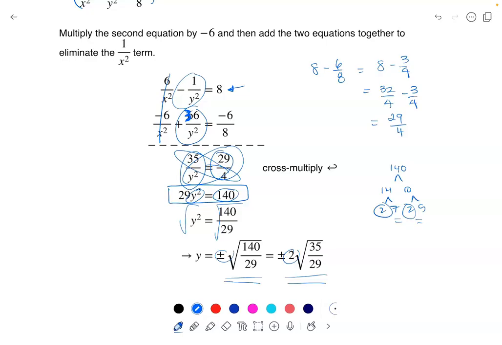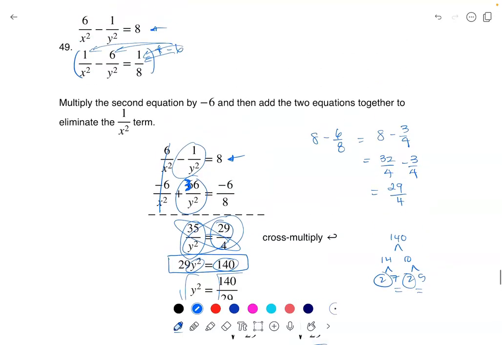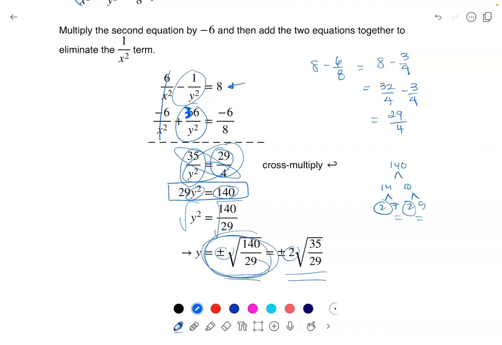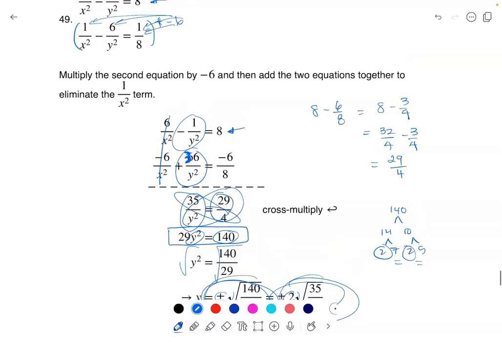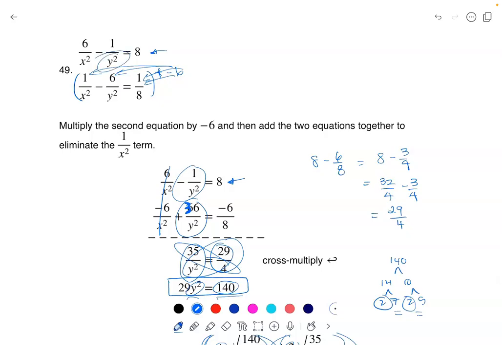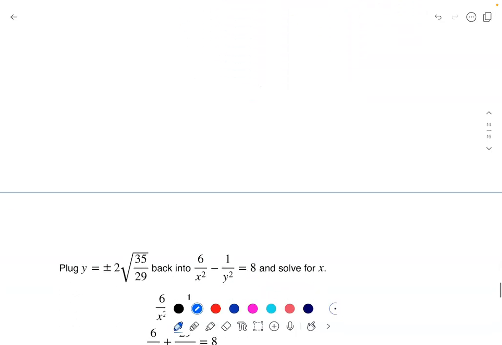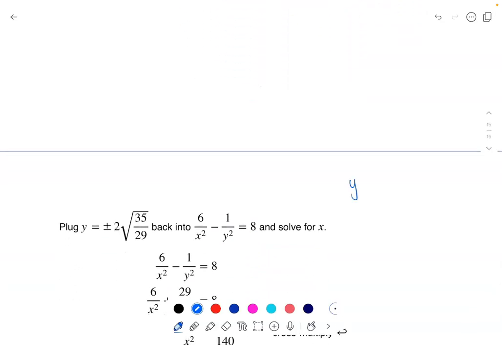But once I have that, then I'm going to go ahead and substitute that. Let me scooch up. I'm going to substitute, just so we're clear, this expression or this one, depending on what you prefer. I'm going to substitute that back in for y squared on either one of my equations, up to you. First equation or second equation, and then solve for x. So as we scroll down, let me just write that in this case, y is going to equal the plus or minus square root of 140 over 29, or again, you could use this version. And I'm just going to opt to plug it back into this equation.